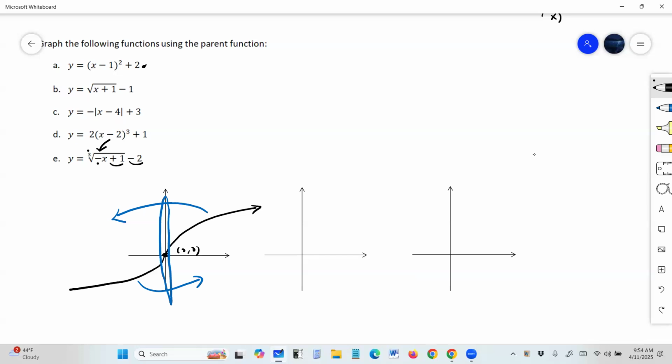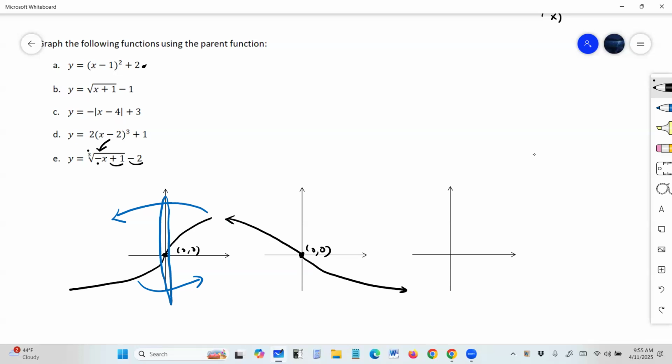Let me just move this piece a little bit from here because I need the space. Sometimes it's very difficult to do this. The reflections do not change the key location of the point. And now we can do the other transformations.